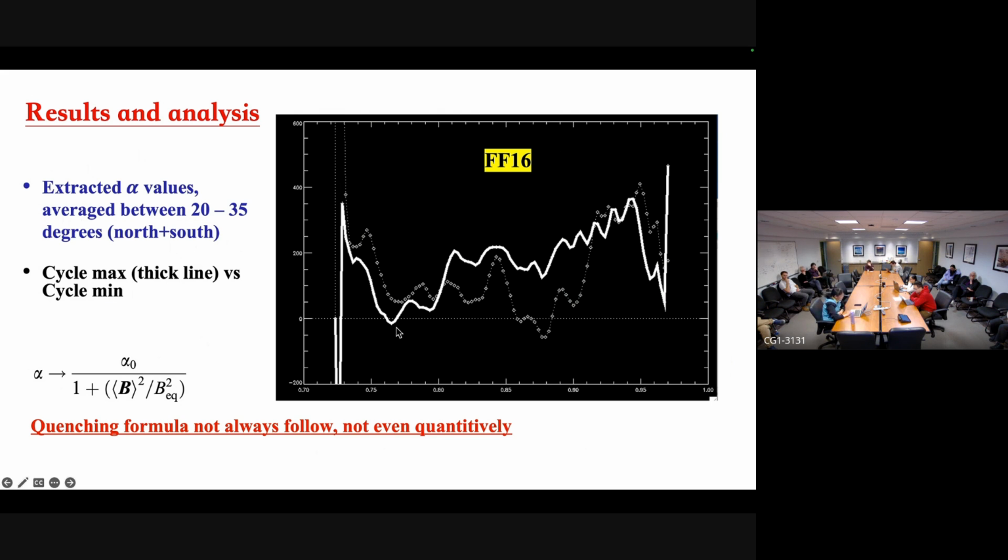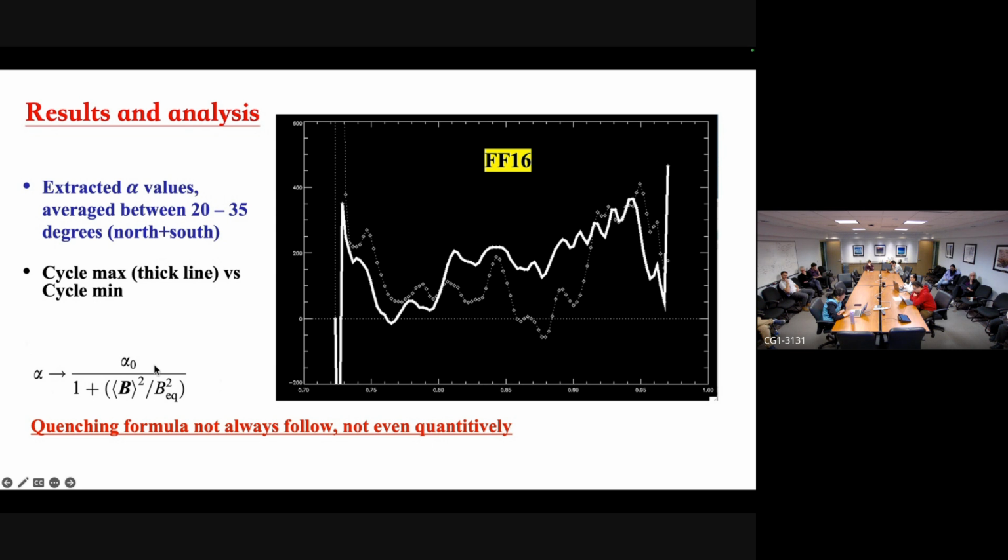So basically, if you look at this, this is the maximum. This is the variation with the solar radius. You see, this is the maximum, and this is the minimum. Near the bottom of the convection zone, indeed during the maximum, the alpha is smaller, right? And also near the surface, during the maximum alpha is smaller. But in the majority of the convection zone, you see here the alpha value is actually larger at the maximum than at the minimum.